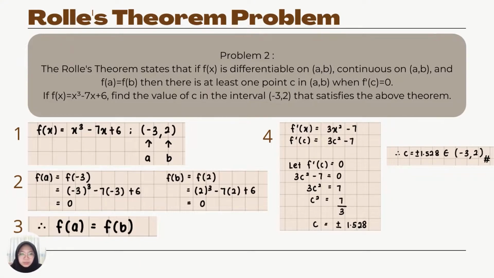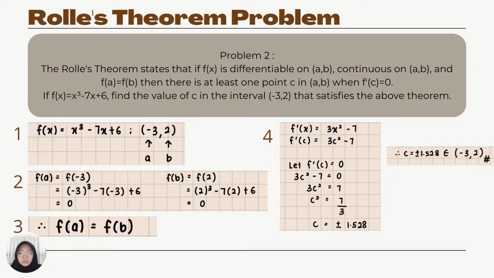Here is another example for Rolle's theorem problem. Rolle's theorem states that if f(x) is differentiable on (a, b), continuous on [a, b], and f(a) equals f(b), then there is at least one point c in (a, b) where f'(c) equals 0. If f(x) equals x cubed minus 7x plus 6, find the value of c in the interval [-3, 2] that satisfies the above theorem.